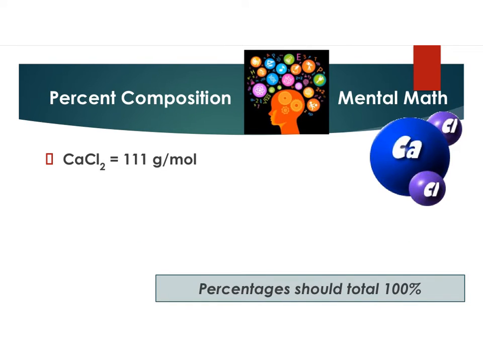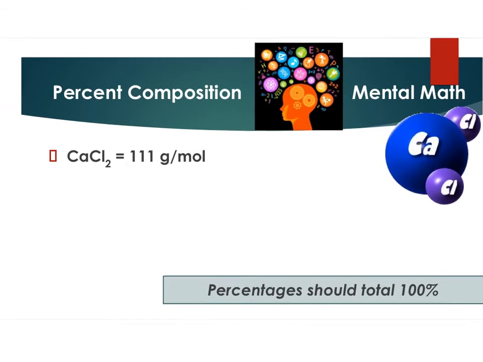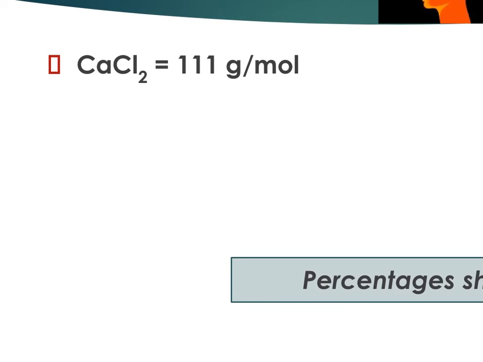Okay, calcium chloride. I'm going to work this one together. So calcium chloride, we found out its total mass was 111 grams per mole. We want to figure out the piece of each one. So calcium is 40 grams. Should probably write what it is first. So calcium is 40 grams, and we're going to divide that by 111 grams. So it's a little less than 40%. I think it's like 37.